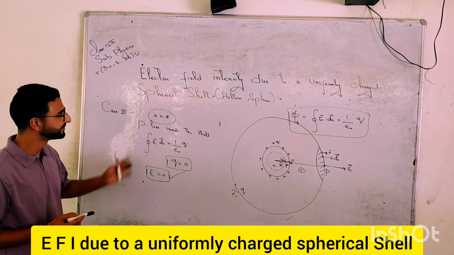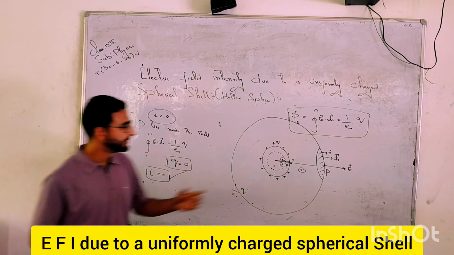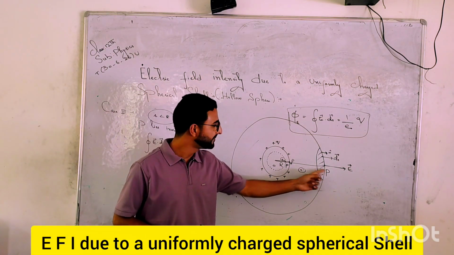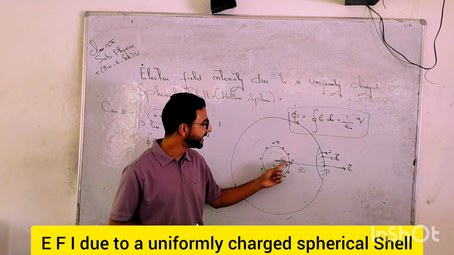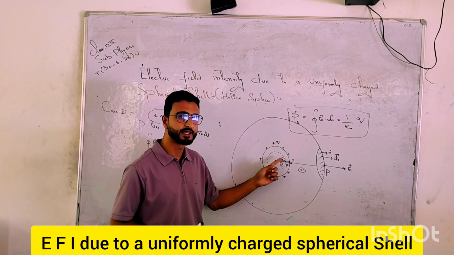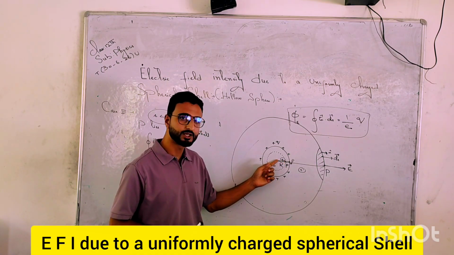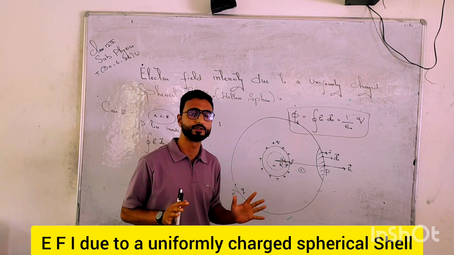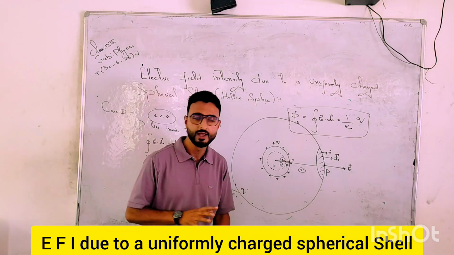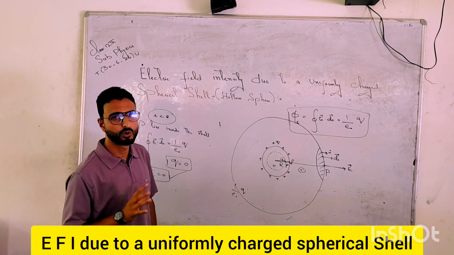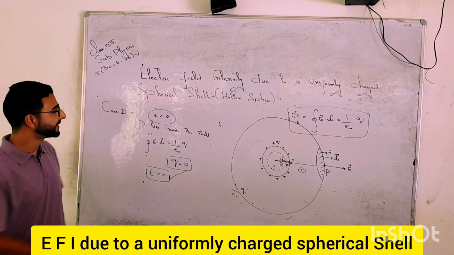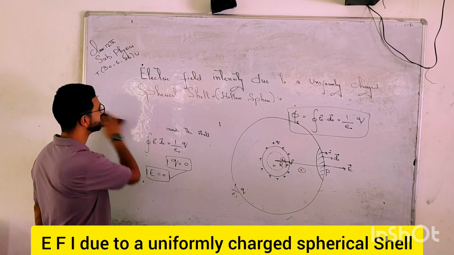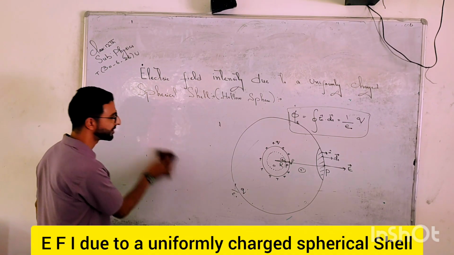So the three cases which we discussed today were when point P lies outside the shell, when point P lies on the shell, and when point P lies inside the shell. Inside the shell, the resultant electric field intensity is always equal to 0. Why? Because there is no charge enclosed by the Gaussian surface. Now let's try to discuss these three cases in terms of the surface charge density.